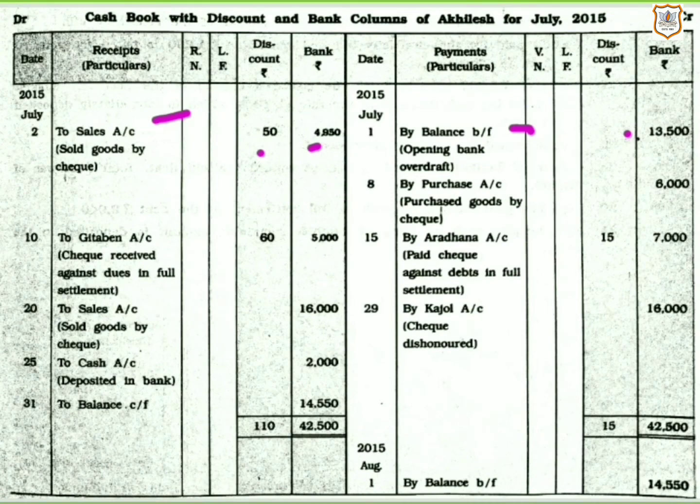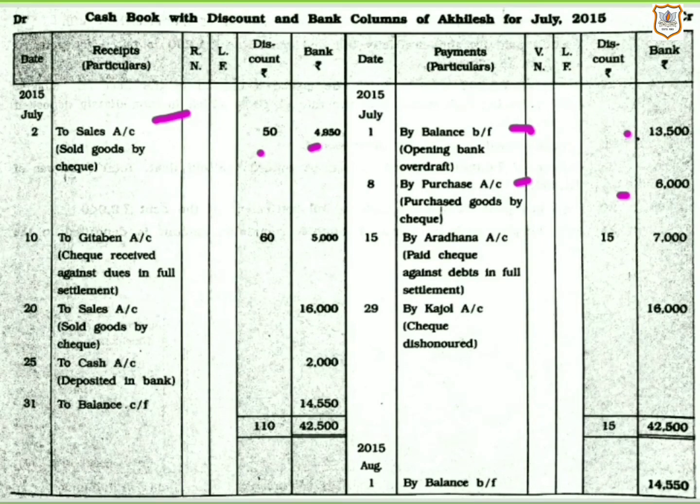Here bank is the giver. So as per the rule of personal account, that is credit the giver, here we will record it on credit side in the bank column of cash book. That is amount 6,000 by purchase account. Now next transaction, date 10th.